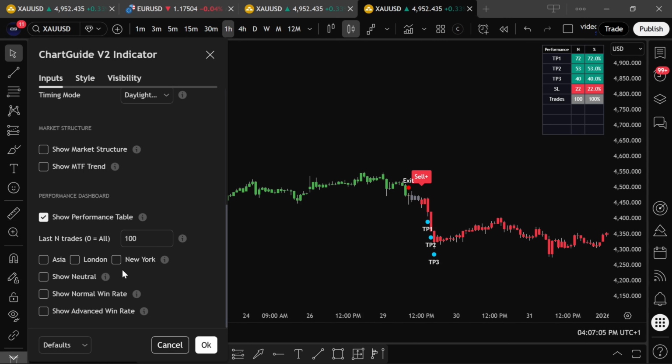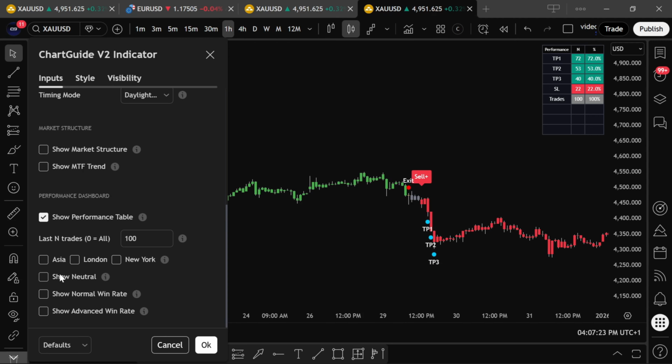This is super useful because you don't have to sit there all day waiting for signals. You can literally say, I only want to trade New York, switch that on, and then you'll see the stats only for the New York session. So you know exactly how it performs during the hours you actually want to trade. And just remember, if you're scalping, trading during the main sessions is key if you want higher quality movement.